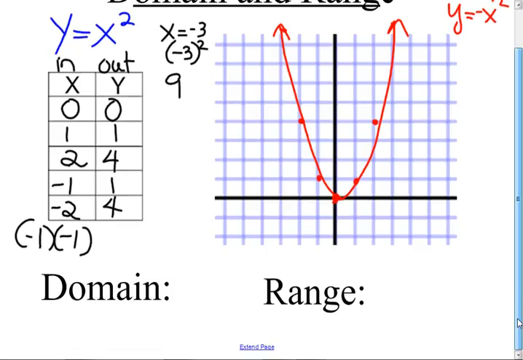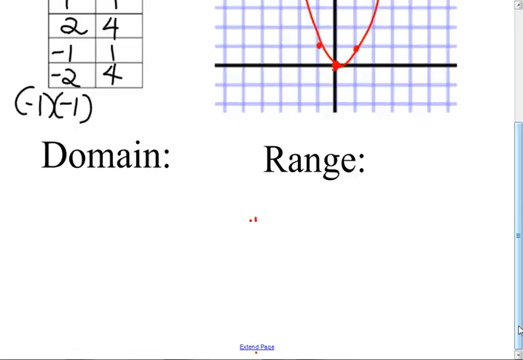Okay, what's my domain? What are my inputs? What other numbers can I put in here? Are there any restrictions on my numbers, or can I just put anything in? Anything. Any real number that we have. There are imaginary numbers, but we're not going to do those. So we're going to go from negative infinity to positive infinity. These are parentheses, not brackets.